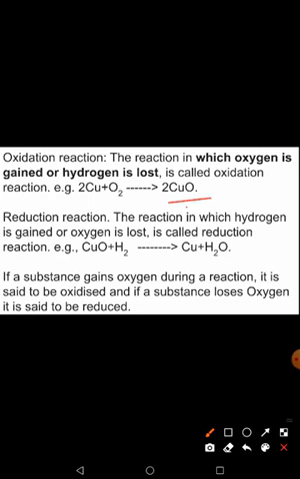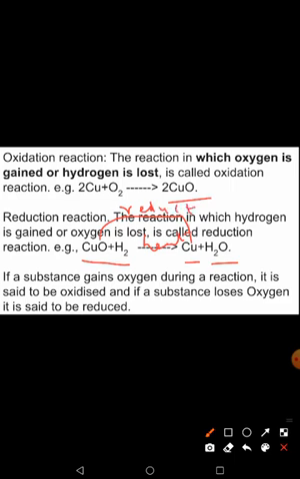Now reduction reaction. A reduction reaction is a reaction in which hydrogen is gained or oxygen is lost. Let's learn that with this example here. When you pass hydrogen gas over this copper oxide, which is already a heated material, it forms copper and water. This CuO, that is copper oxide, has lost its oxygen. When there is loss of oxygen, you call it reduction.